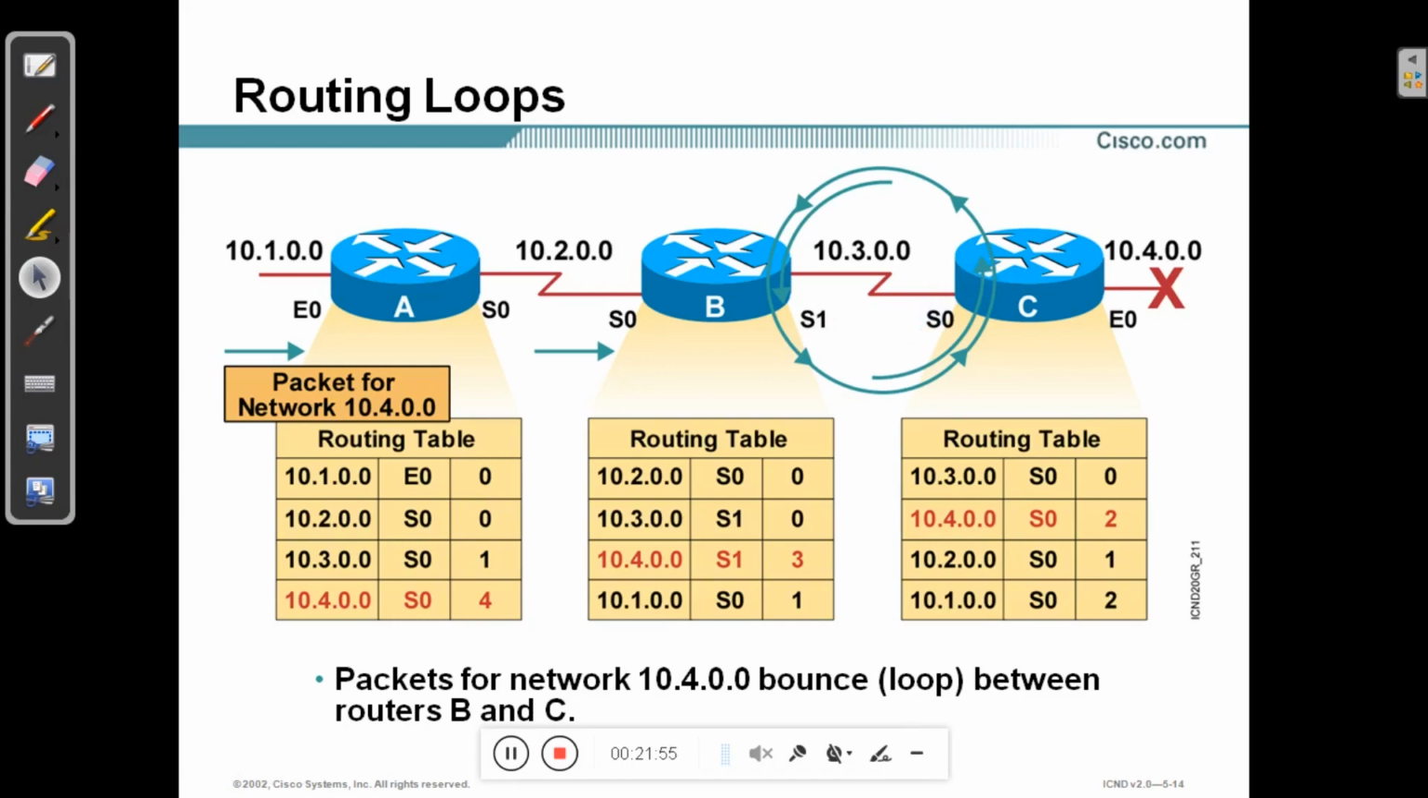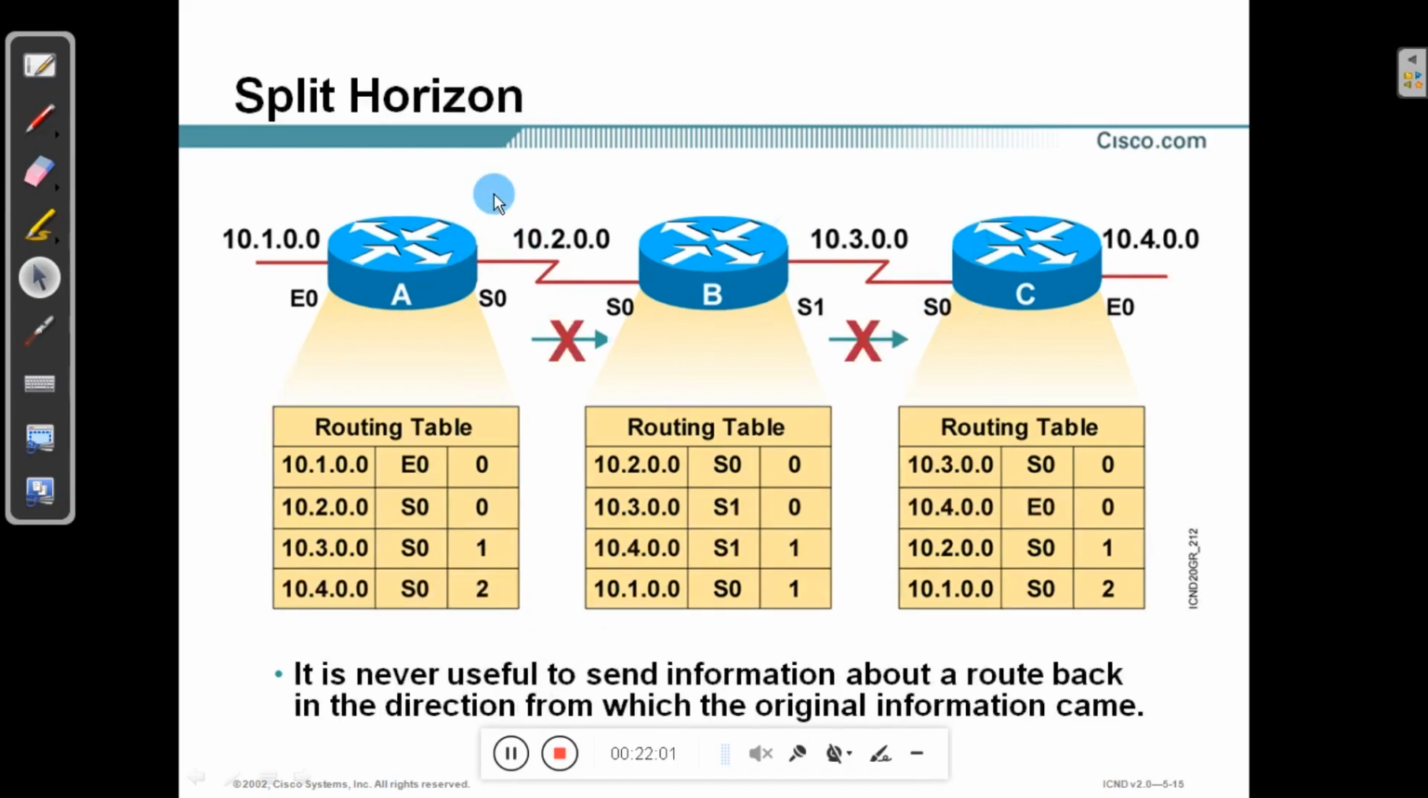Here you can see a routing loop has occurred. In order to stop this routing loop, there are two more techniques used by the distance vector protocol. One is called split horizon. Split horizon says it is never useful to send information about a route back in the direction from which the original information came.